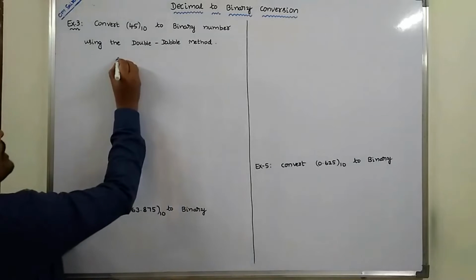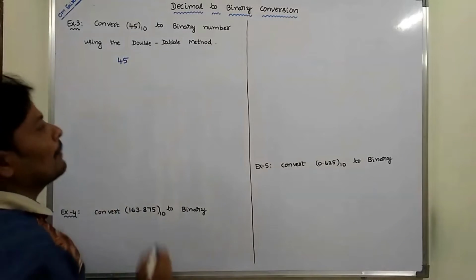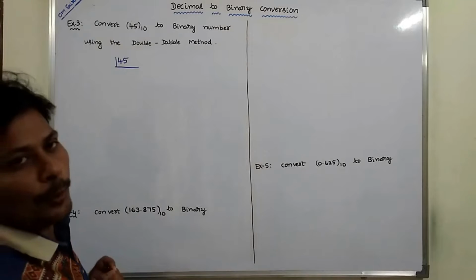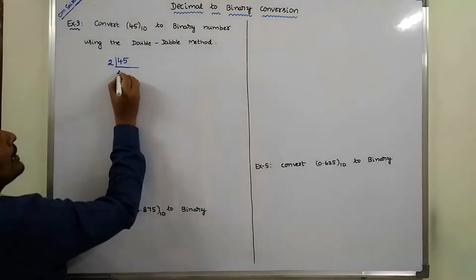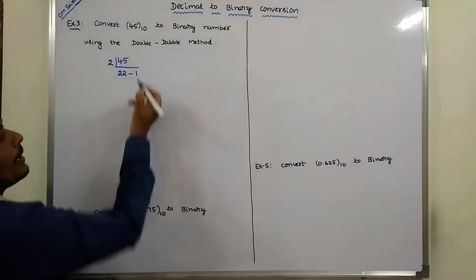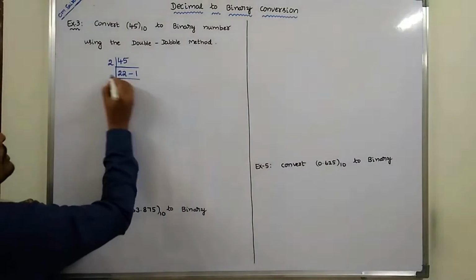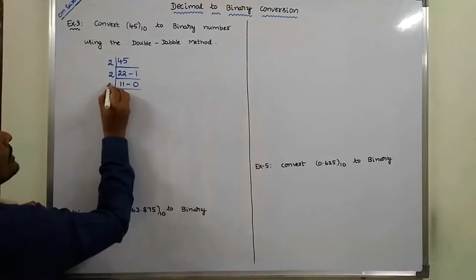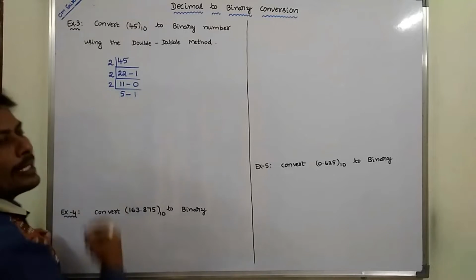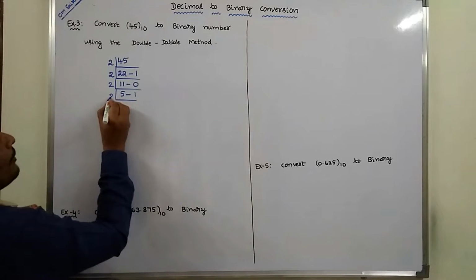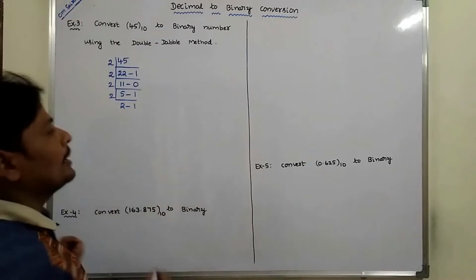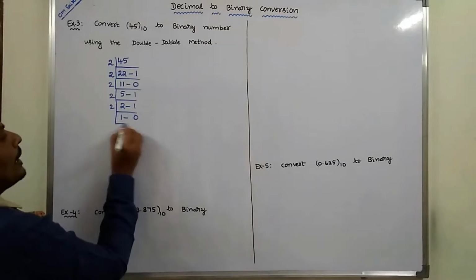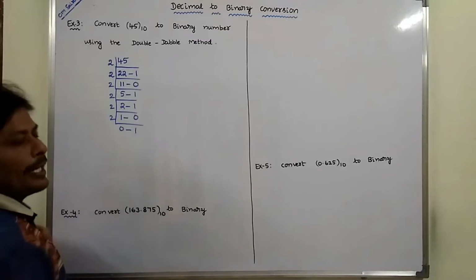Here, first we take the given decimal integer number and successively divide it by 2 until the quotient is 0. 2 divides 45, 22 times, remainder is 1. 2 divides 22, 11 times, remainder is 0. 2 divides 11, 5 times, remainder is 1. 2 divides 5, 2 times, remainder is 1. 2 divides 2, 1 time, remainder is 0. 2 divides 1, 0 times, remainder is 1.